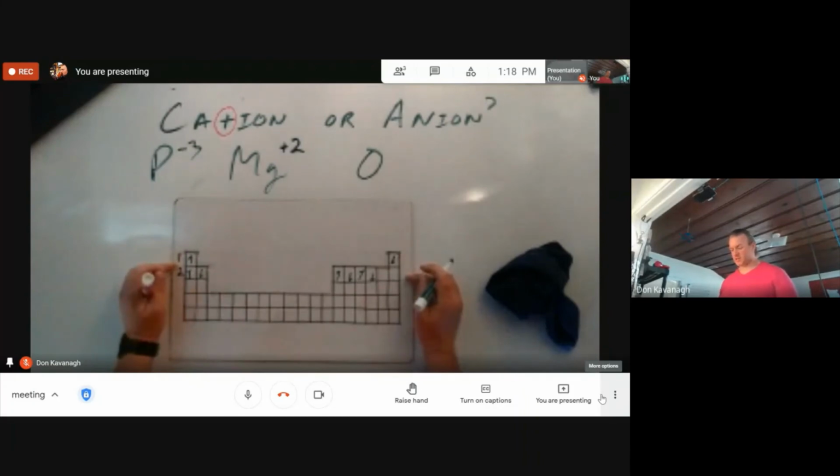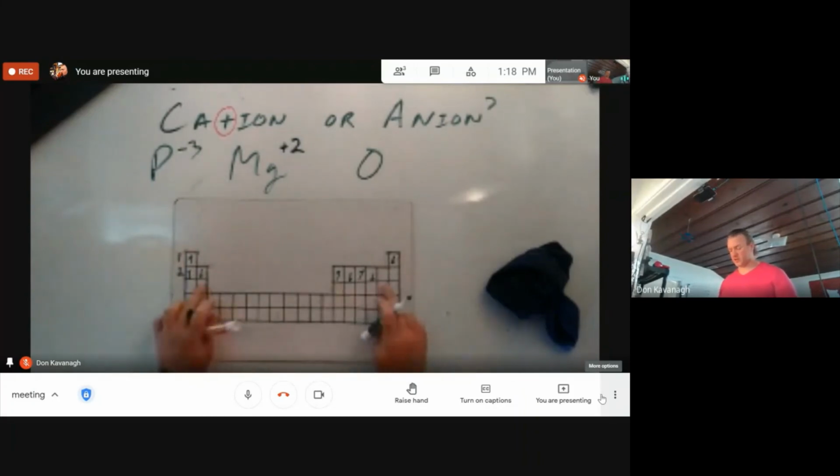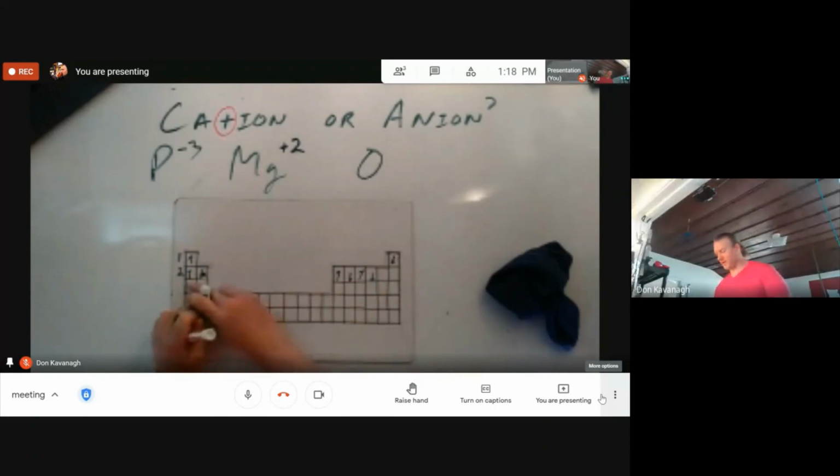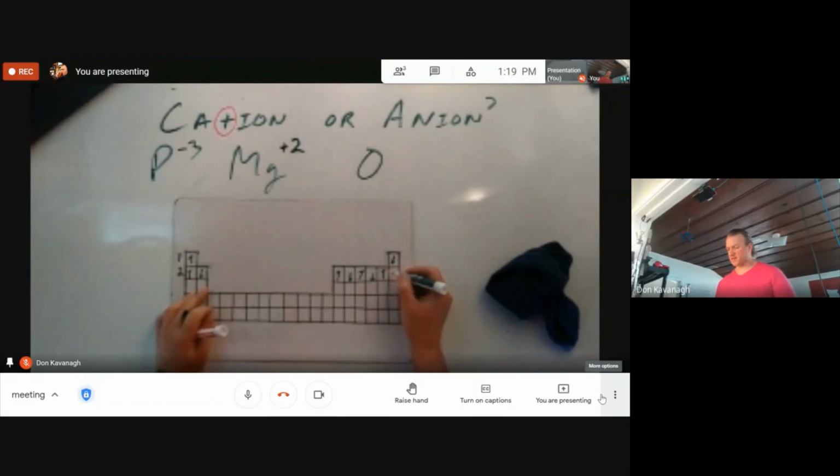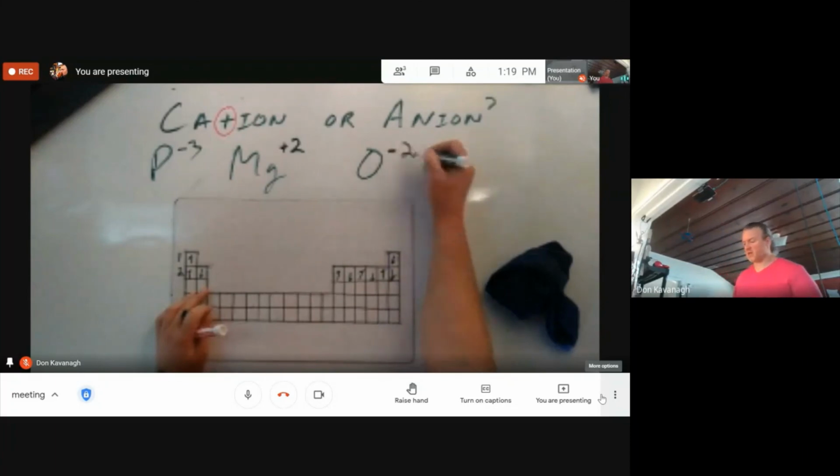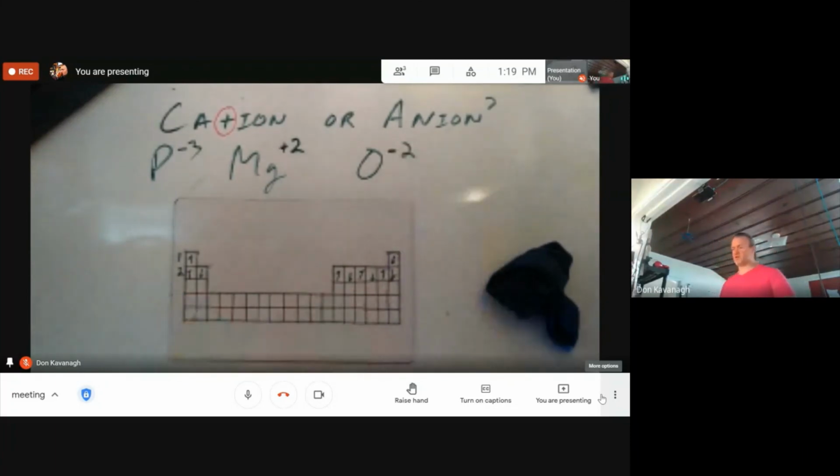It has 8 electrons total, 6 electrons in its valence shell. So oxygen can lose 6 electrons or gain 2 electrons. The shortest path is gaining 2 electrons. And just like phosphorus, and just like anything else, if it gains electrons, it must become negatively charged, or an anion.